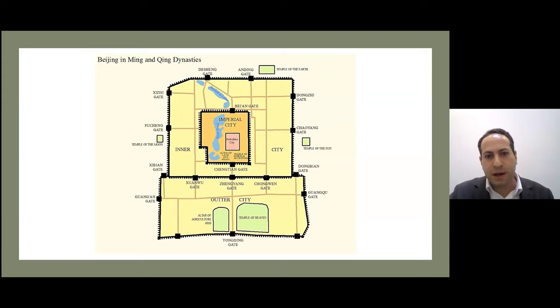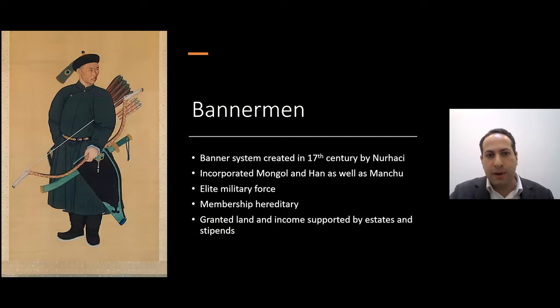So the Han Chinese are moved out from the inner city and to the outer, and in their place, they are replaced by Bannermen. The Bannermen are the soldiers of the Qing dynasty. And they were created in the 17th century by Nurhaci. They included both Mongol and Han Chinese, as well as Manchu. I believe personally, my idea with regards to Manchu and Han identity is that at this time in the early period of the Qing dynasty it was quite fluid. They were an elite military force, and eventually membership became hereditary, and they were granted land and income supported by estates and stipends.